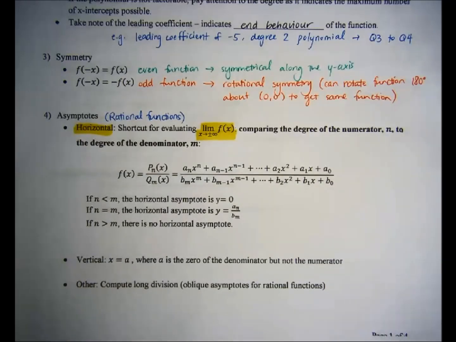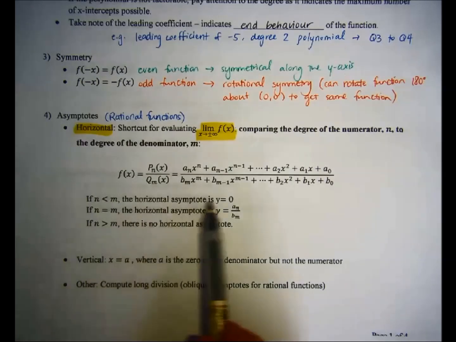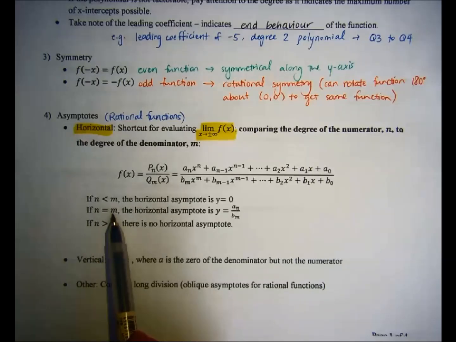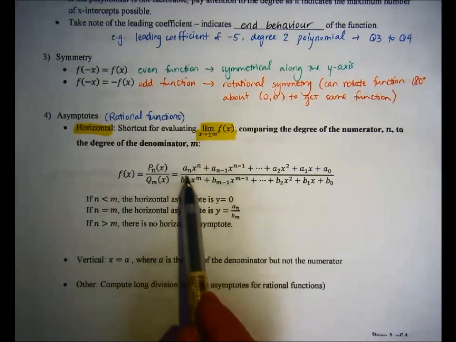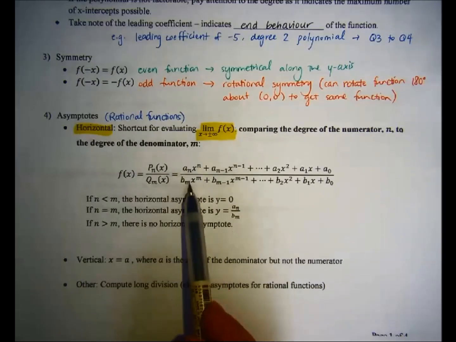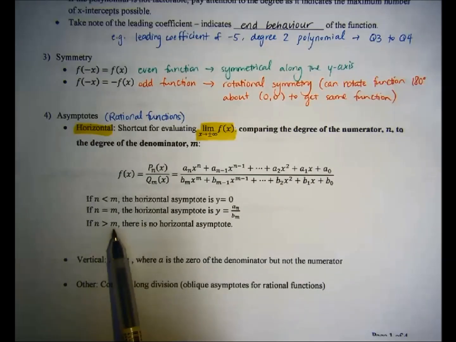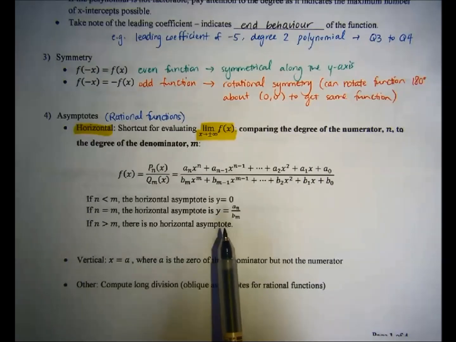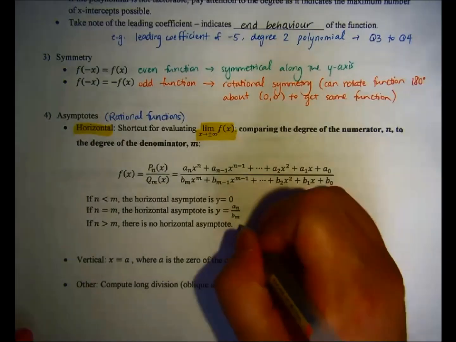Okay, if the degree of the denominator is less than the degree of the numerator, the horizontal asymptote is y equals 0. If the degree of the numerator and denominator is the same, then the horizontal asymptote is the division, or the quotient, of the two leading terms. Okay? And then if the degree of the numerator is higher than the degree of the denominator, then there's no such thing as a horizontal asymptote, because instead you will end up getting an oblique asymptote instead.